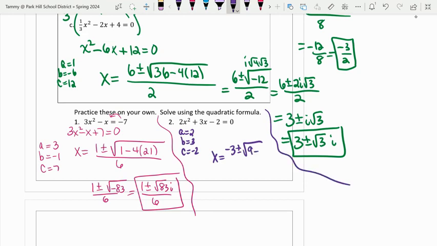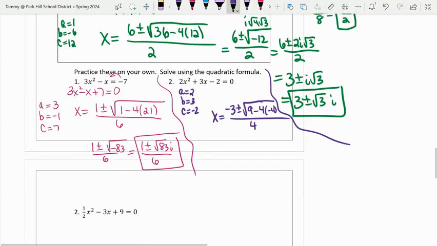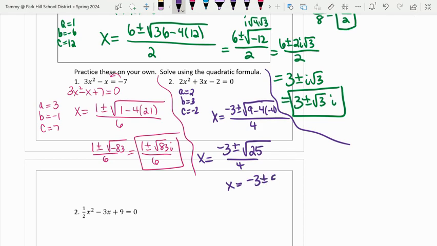That's going to be 9 minus 4 times negative 4 over twice a, 4. Negative 3 plus or minus square root of 9 minus 4 times negative 4, which is 25. So square root of 25 over 4. So x equals negative 3 plus or minus 5 over 4. So my two answers are negative 3 plus 5 over 4 and negative 3 minus 5 over 4.